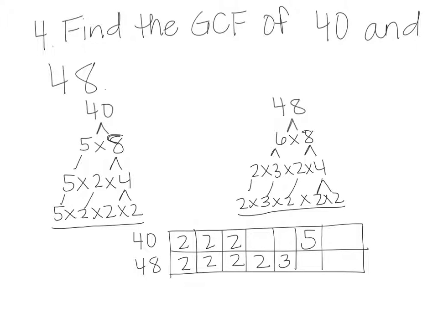It would be fine if you put the 5 before the 3. Just remember, in a column together, they have to be the same number. So we see common factor of 2, common factor of 2, and common factor of 2. So the way I find my GCF is multiplying the common factors that I have, which is 2 times 2 times 2, and that is going to give me 8. So GCF would be 8 for 40 and 48.